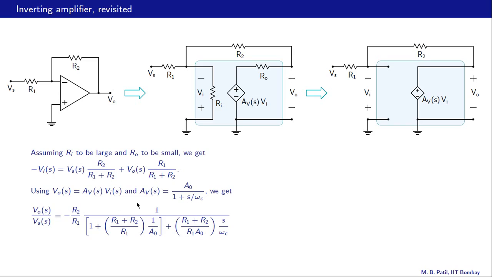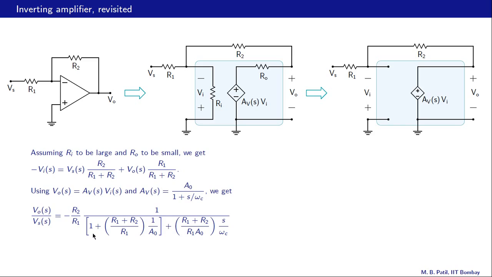So using these two and putting these back here, we get the following relationship between VO and Vs: minus R2 by R1, 1 divided by all of this. And you are definitely encouraged to derive this equation yourself. Now this term is small because A0 is a large number, 10 raised to 5, and therefore we can ignore this term with respect to this one here.